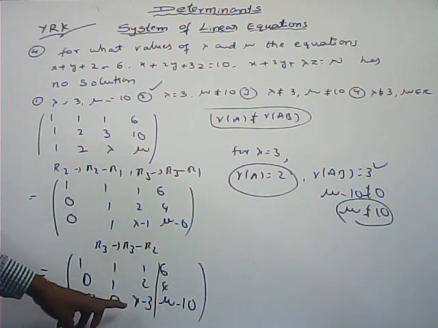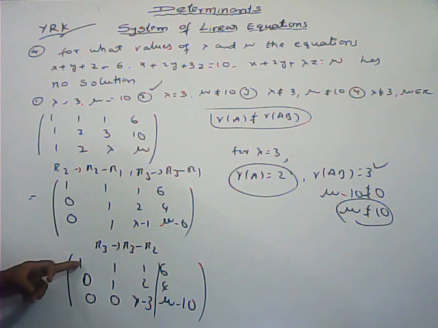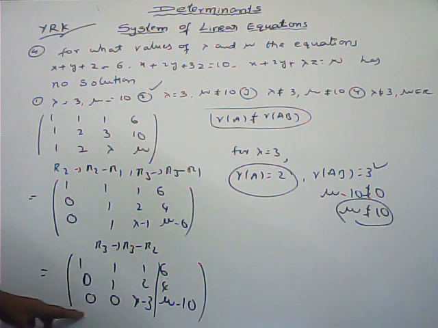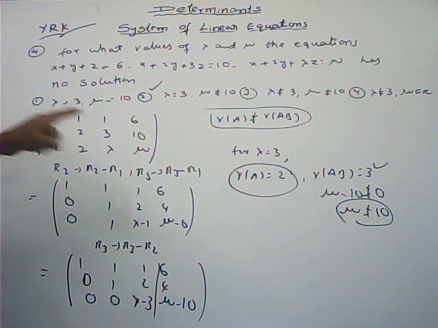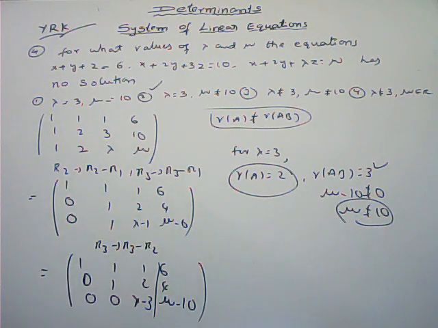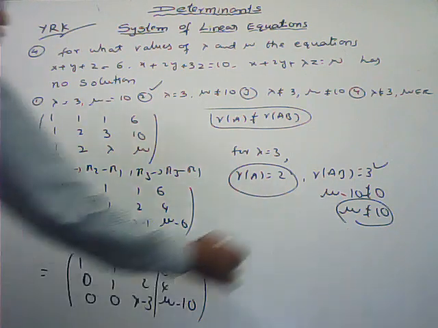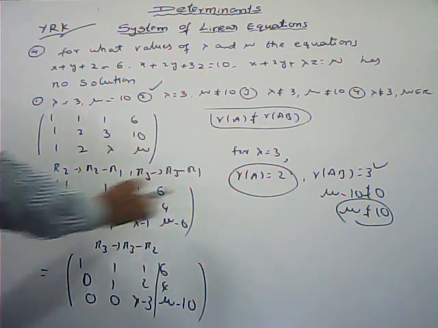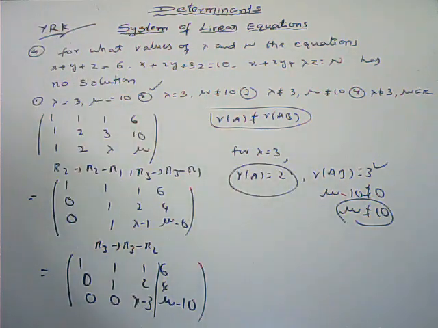For lambda is equal to 3, rank of coefficient matrix we are getting 2, number of non-zero rows only 2 are there. Lambda equals to 3, that is fixed only. So up to here zeros are there, and if there is no solution, both the ranks should not be equal. So here mu minus 10 should not be equal to 0. Mu is not equal to 10, then rank of augmented matrix is 3. So both the ranks are not equal. So here we say there is no solution.